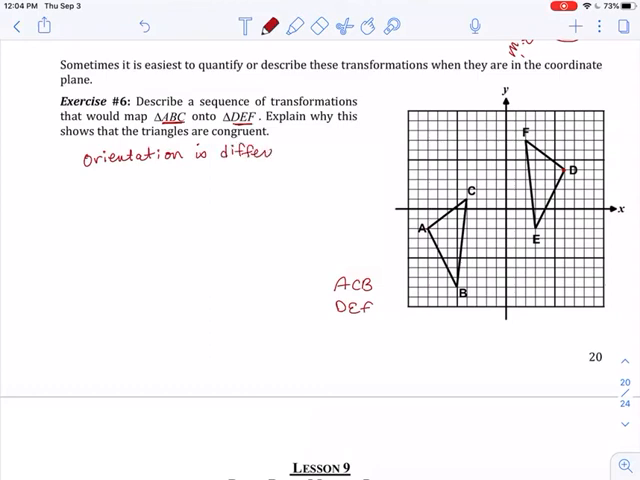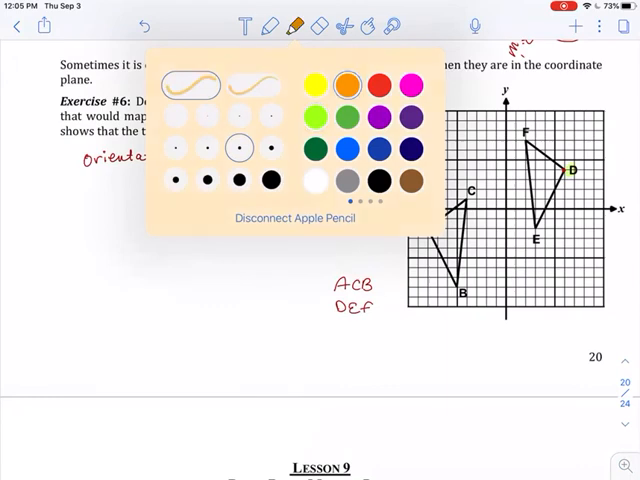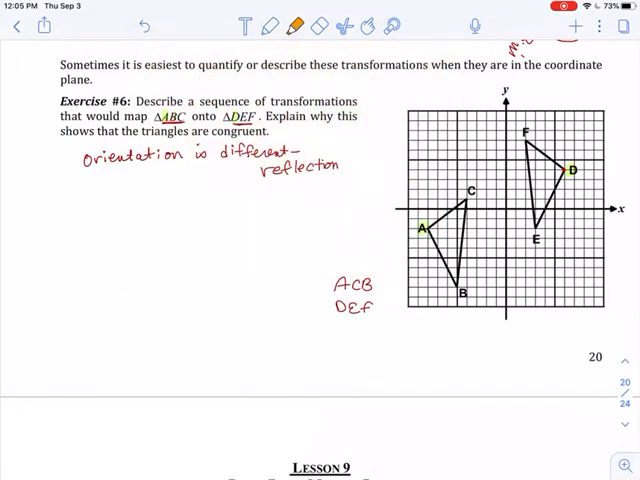Anytime the orientation is different, there had to have been a reflection. So you just want to look for the obvious ones. Did I reflect it over the x-axis or did I reflect it over the y-axis? Now maybe it will help. I'll do this. A maps to D. B maps to E. And the last one is C maps to F.